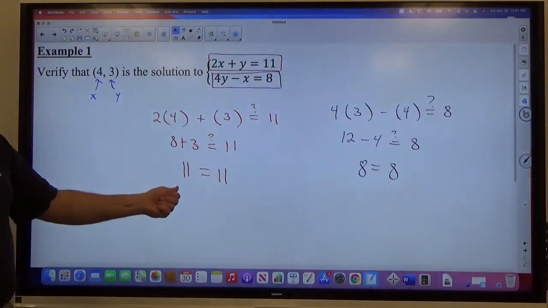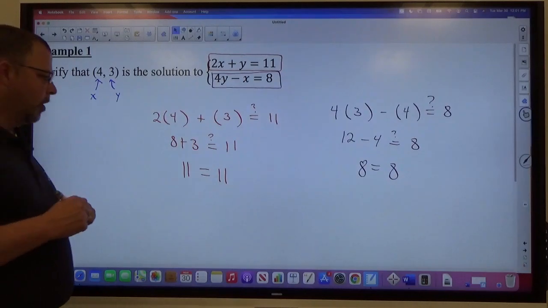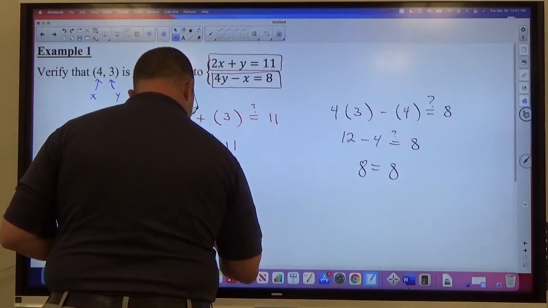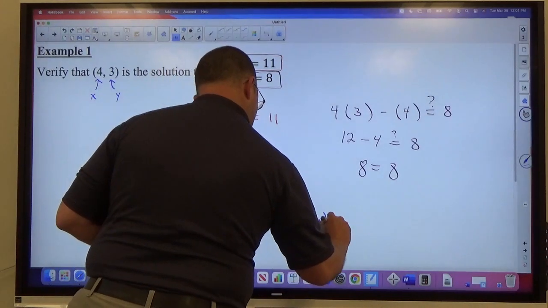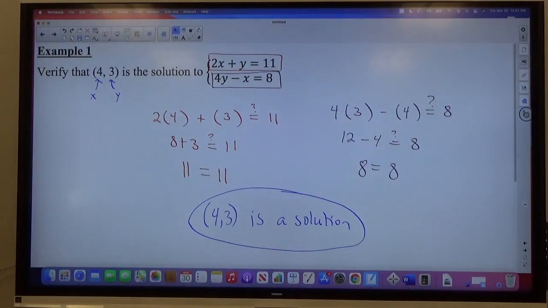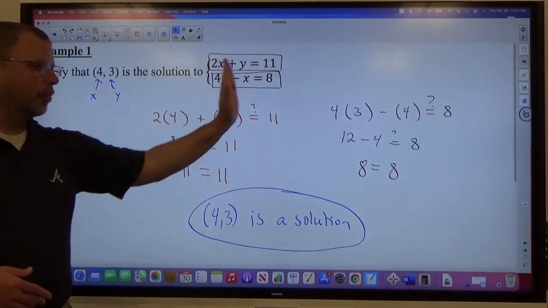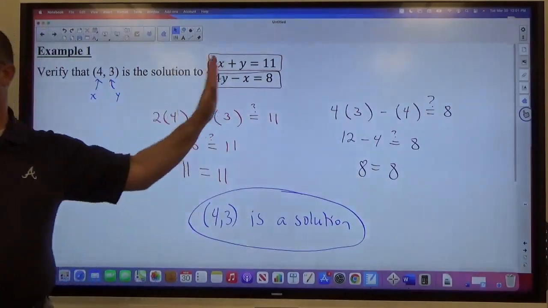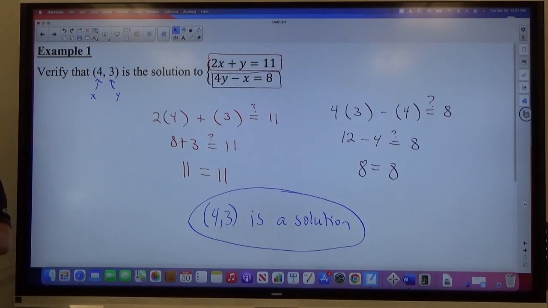Okay, so 11 equals 11 is true. 8 equals 8 is true. Both statements came out true with this ordered pair. So we can say then our answer will be 4 comma 3 is a solution. Again, if any one of those was false, you would say 4 comma 3 is not a solution. So those are your two possible final answers. Either ordered pair is a solution or ordered pair is not a solution. I'm looking for truth to say this. Either one of those is false, I would say it is not. And again, I would expect to see your work shown to verify that is what you did.